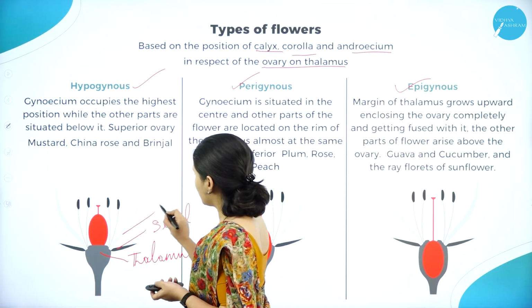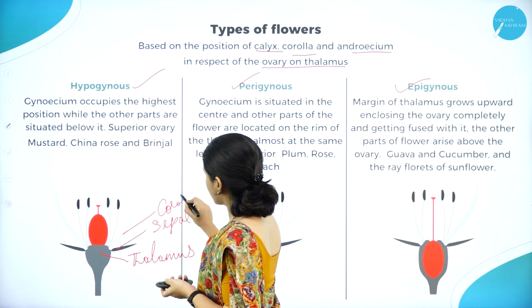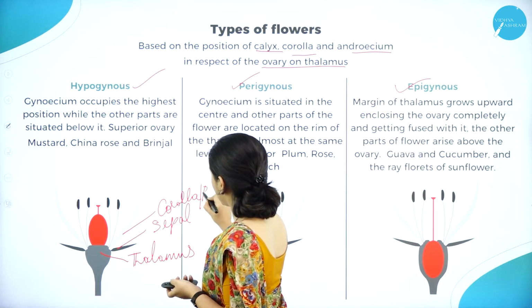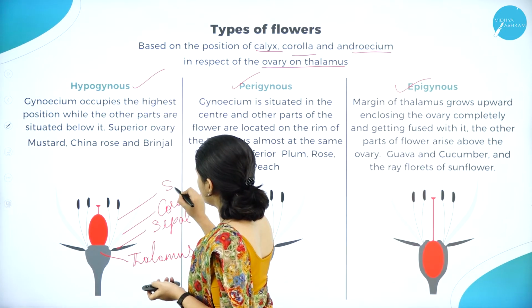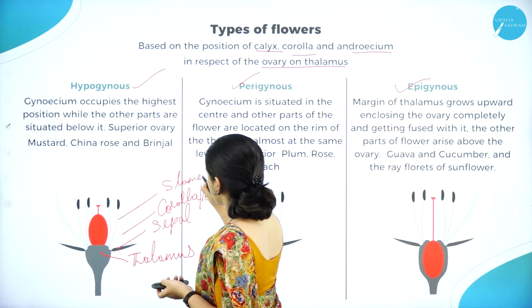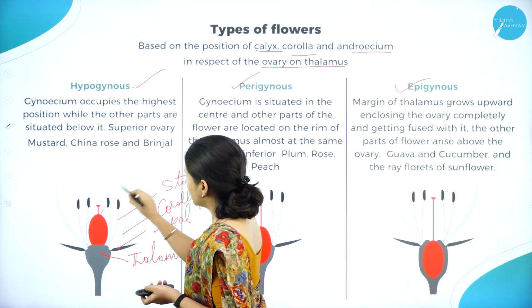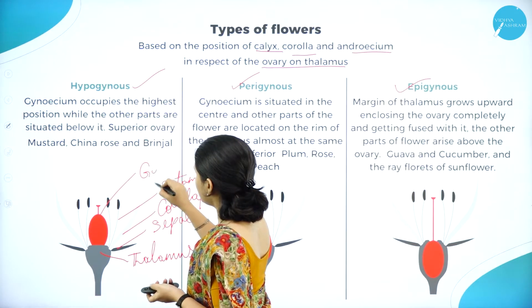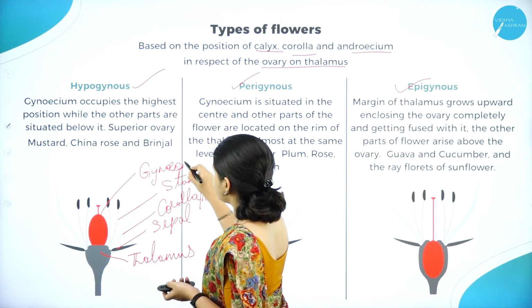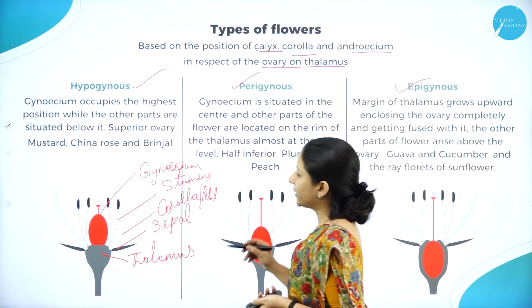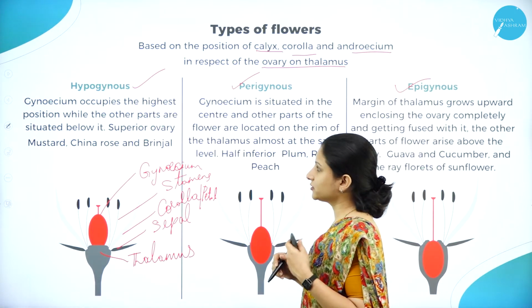Then comes the corolla or the petal. After that comes the stamens, which is nothing but the androecium, and then comes the gynoecium, which is nothing but the female reproductive part, that is the pistil or the carpel. So based on the arrangement on the thalamus, we shall see.